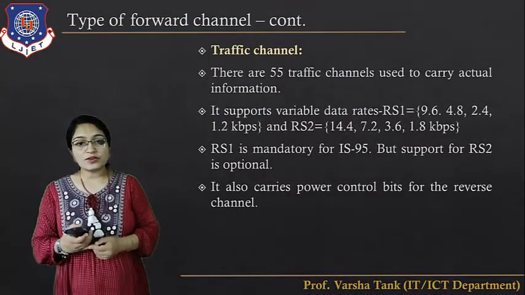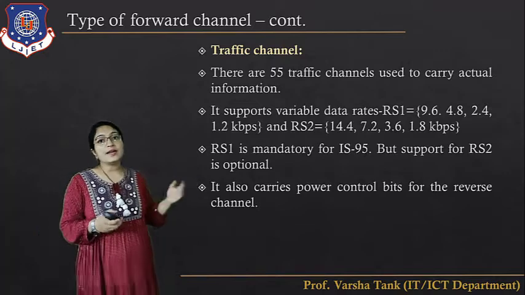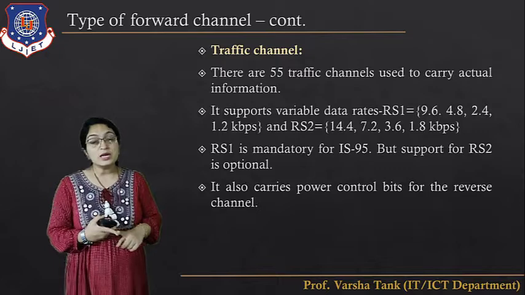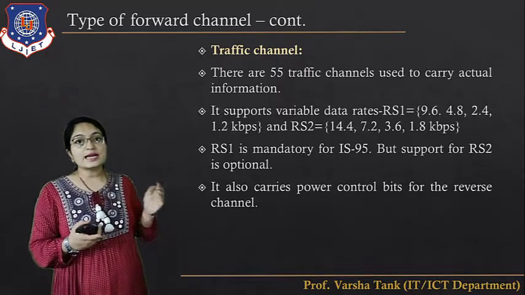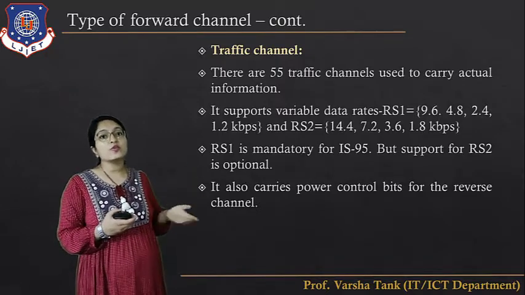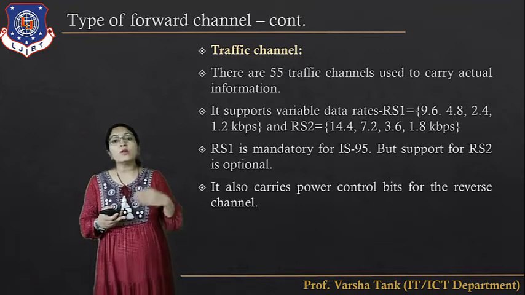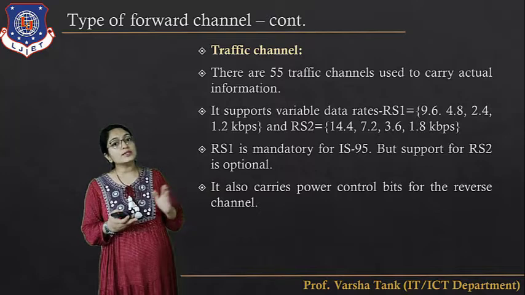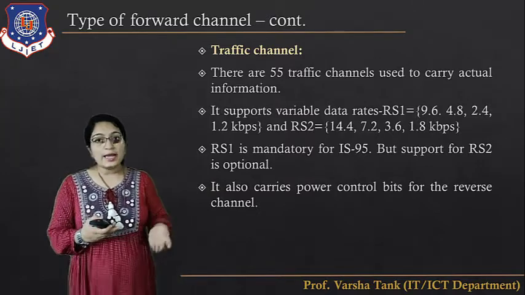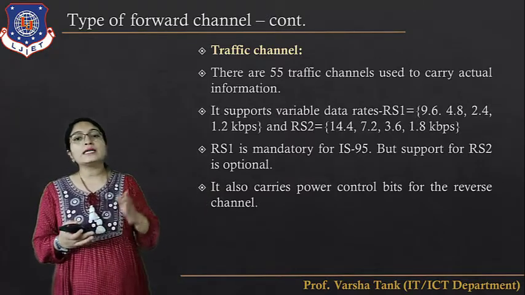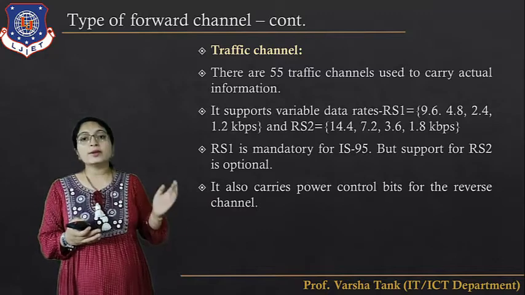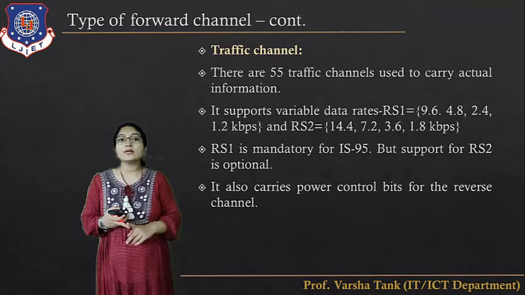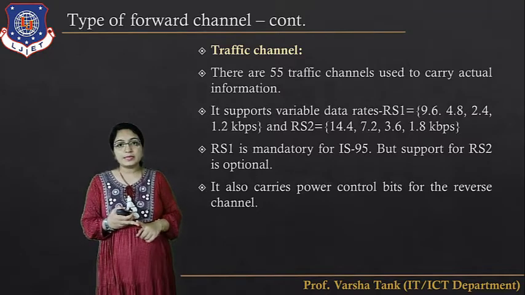Now the next one is the traffic channel. There are a total of 55 traffic channels that are used to carry the actual information. It supports variable data rates, that is RS1, which is 9.6, 4.8, 2.4 or 1.2 kbps. Here you can see the half rate is there. If the full rate 9.6 is used, the quality is best, and if the half rate is used, the quality will be reduced. And RS2 has 14.4, 7.2, 3.6 and 1.8 kbps.